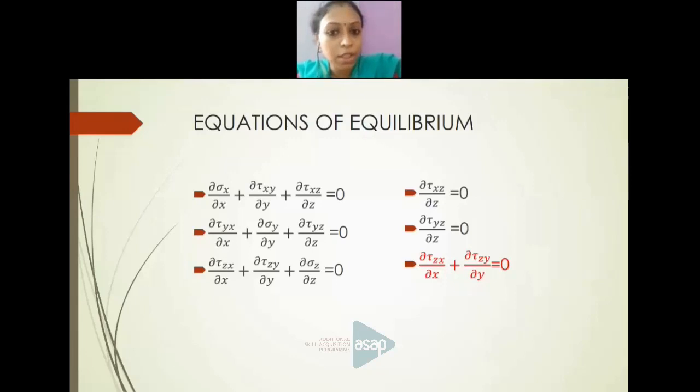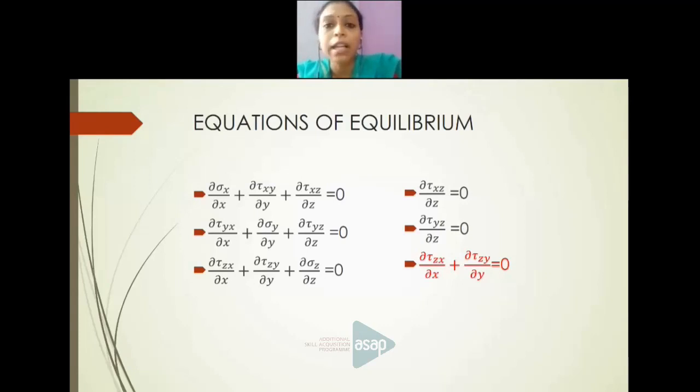Go to the second equation. The second equation starts with dou by dou x of tau yx. We do not have tau yx over here, so the first term is cancelled. We do not have sigma y, so the second term is cancelled. And the third term, yes, we have tau yz, but there is no z term in tau yz, so we cannot partially differentiate with respect to z, and it gets cancelled. What remains is the third equation, and in that only two parts, because we do not have sigma z. In the third equation, the third term gets cancelled, and the first and second terms exist.